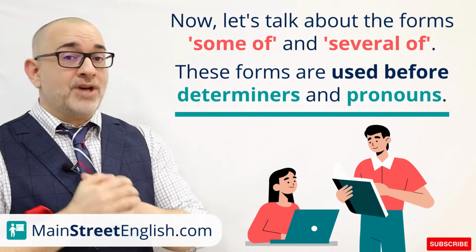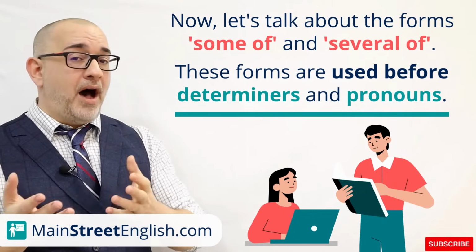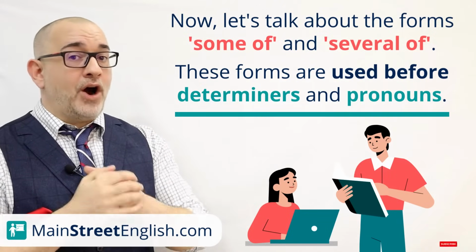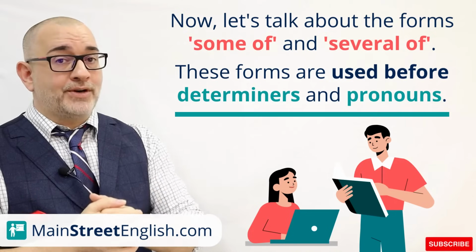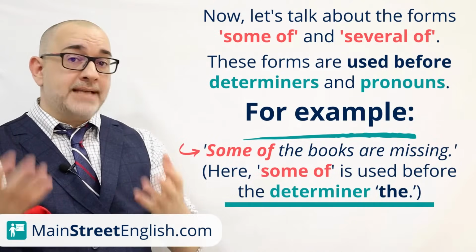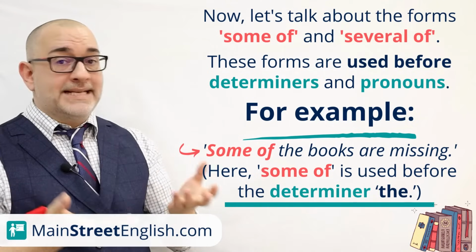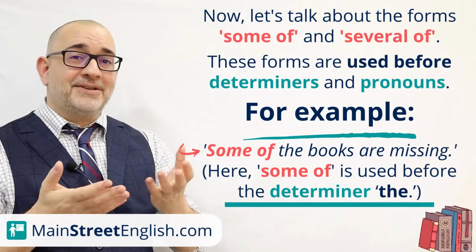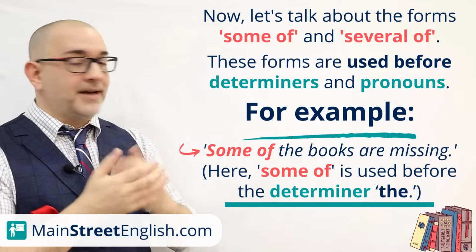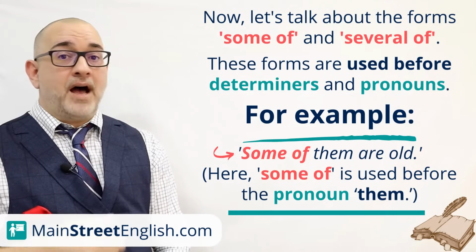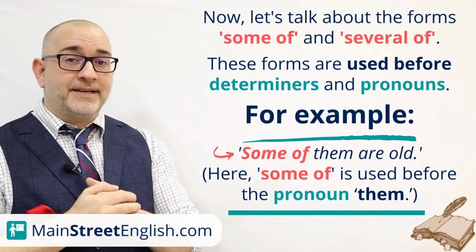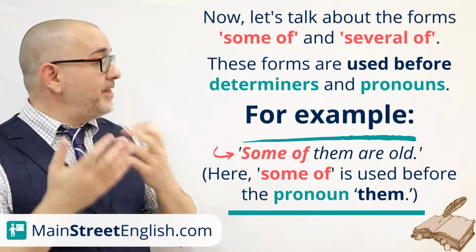Now, let's talk about the forms some of and several of. These forms are used before determiners and pronouns. For example, some of the books are missing. Here, some of is used before the determiner the. Some of them are old. Here, some of is used before the pronoun them.